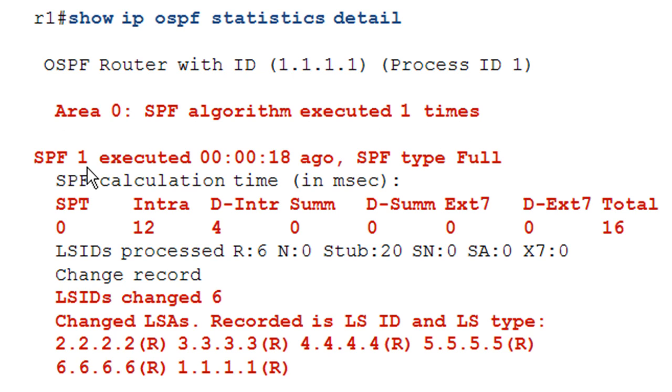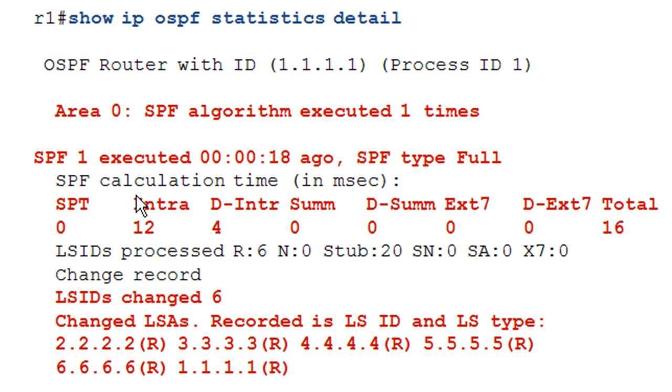So it says SPF 1. That's going to be the number that corresponds to it. And of course, if it's 1, it's the oldest SPF calculation. Here it was executed 18 seconds ago, so we just brought this sucker up. This is going to come into play here with ISPF. It's going to say SPF type is full. So here we did a full calculation, which makes sense. We're bringing this guy up for the first time.